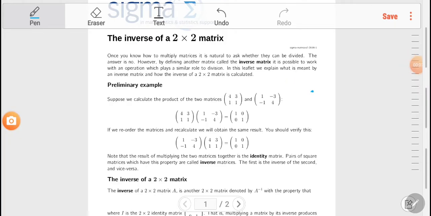Let's start our today's lesson about the inverse of a 2 by 2 matrix: how to determine the inverse of a matrix, and how to tell whether two matrices are inverse to each other or not. So let's start first with the real numbers. You know the real numbers.